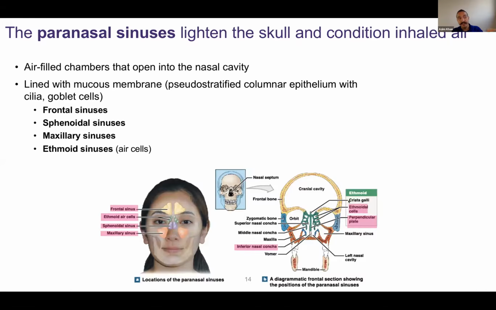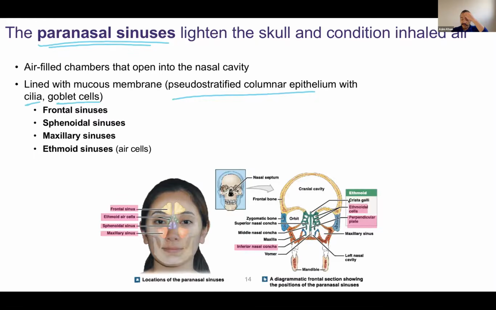We want to maximize surface area as we breathe in through our nose as much as possible. So we have those turbinates, those different nasal conchae. We also have paranasal sinuses. Paranasal sinuses are airways connecting to the nasal cavity that further increase surface area and are lined with pseudostratified columnar epithelium with cilia and goblet cells to produce mucus.